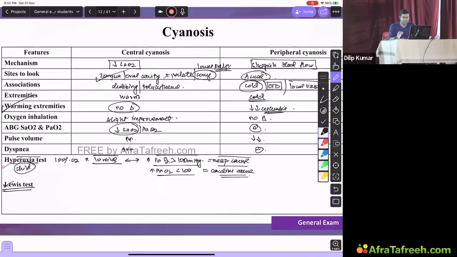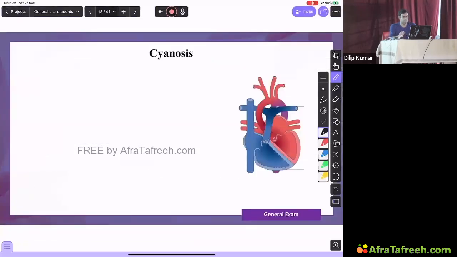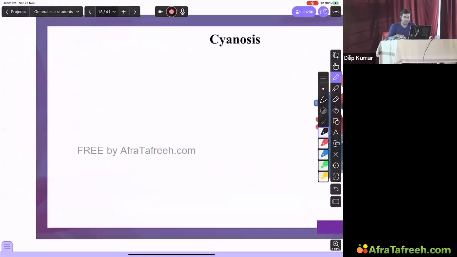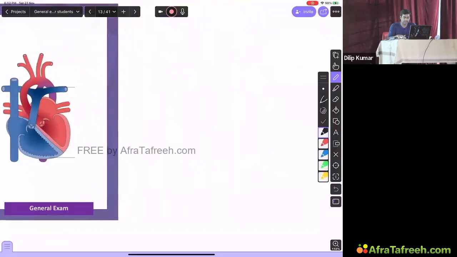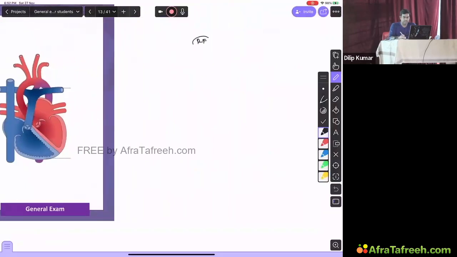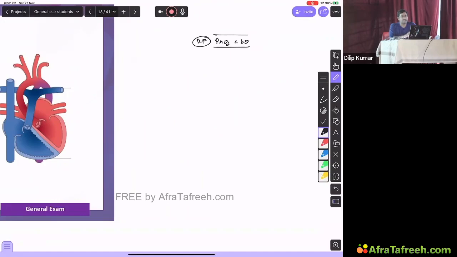Okay. Then coming to the causes of cyanosis. So what are the causes? To know the cause of cyanosis, we need to know the types of respiratory failure. So when are you going to call it respiratory failure? Whenever PaO2 is less than 60 millimeters of mercury, it's an objective definition. That is equal to respiratory failure. Whenever PaO2 in your ABG is less than 60, we call it respiratory failure. That's a critical number that you need to know.